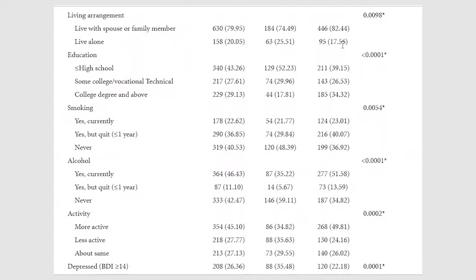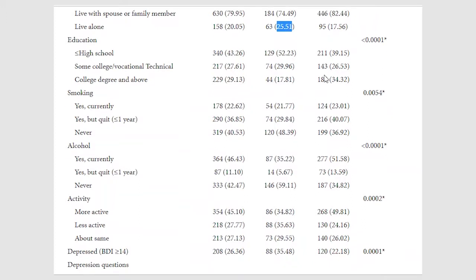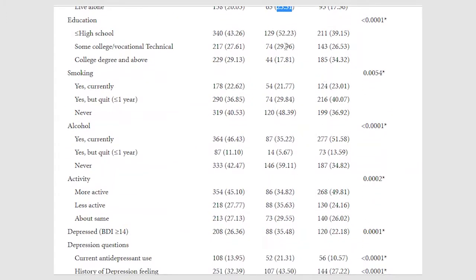Same thing had a significant difference in terms of their living arrangement, if they're living with a spouse or a family member versus living alone. So men were less likely to be living alone as compared to women. Educational level as well, in this particular sample, the men were more likely to have a college degree and above compared to the women. Women were much more likely to have less than a high school education.